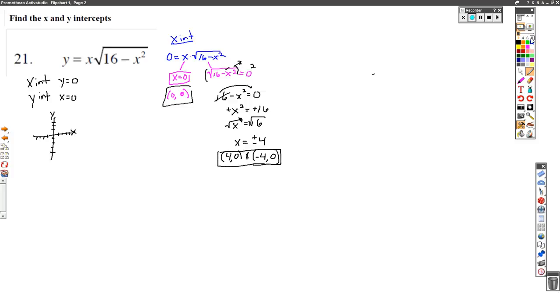Alright, the y-intercept should be a little bit easier. For the y-intercept, what are you going to set equal to 0? You're going to set x equal to 0. So y equals 0 times the square root of 16 minus 0 squared. Well, 0 times anything is 0, so y equals 0. The x-intercept is (0, 0) and the y-intercept is (0, 0), which, as you notice, is the same as the origin. So here are your x-intercepts, and here are your y-intercepts.